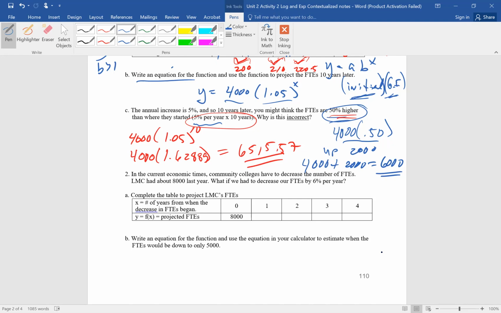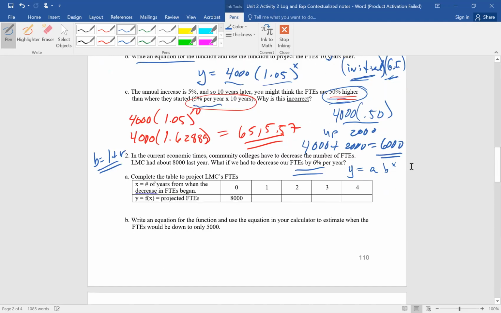So if we had to decrease our full-time equivalent students, again, I'm referencing the first problem, number one. But this time, instead of increasing, you wanted to decrease by 6%. Remember, my growth factor, B, is 1 plus a rate. And what kind of function we're going to use is dictated by the fact that there's a constant percent change. Again, that means not linear. And we compared those a couple sessions ago. So we know that we're using y equals a b to the x.